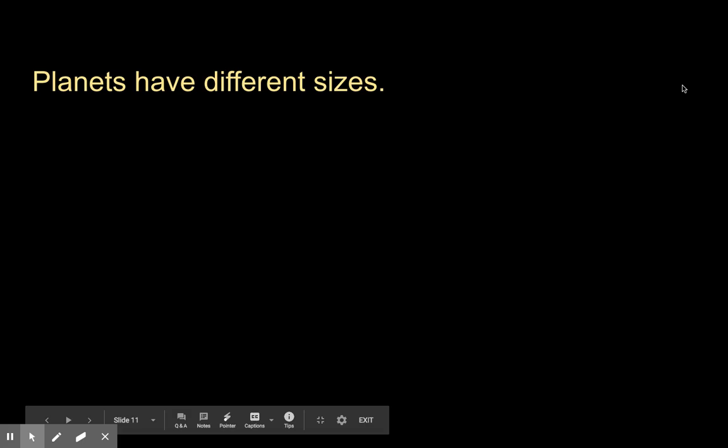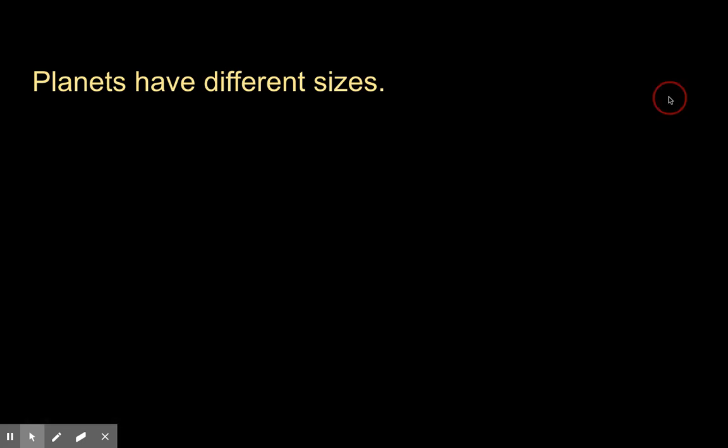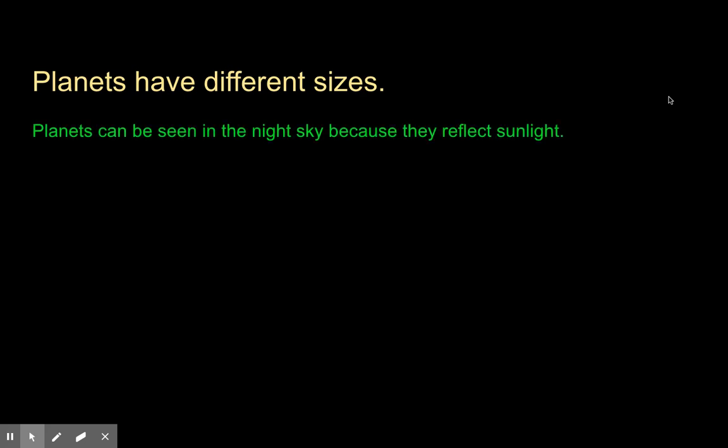Planets also have different sizes. We can see, when you look up into the night sky, we often say, wow, look at all those beautiful stars shimmering up there. But what you don't realize is that not everything that you see is a star. As you look up into the night sky, you are also seeing planets. And those planets are reflecting light. Some of them are planets in our solar system.